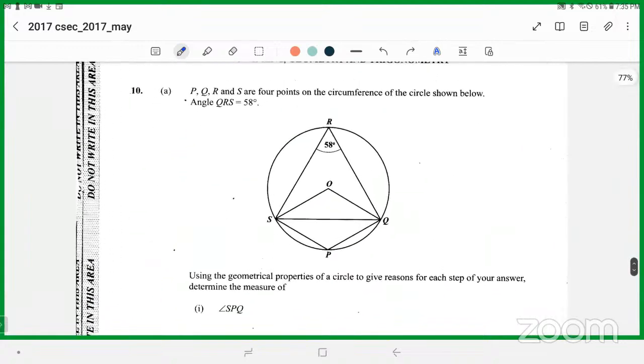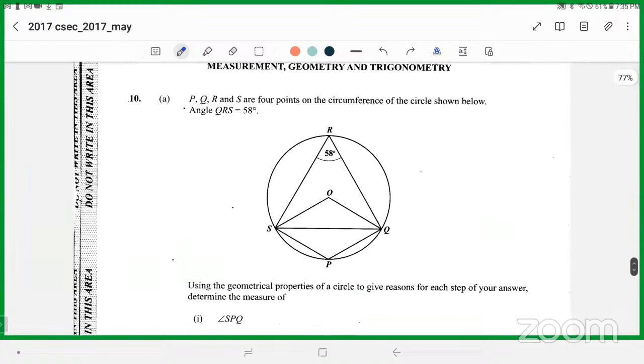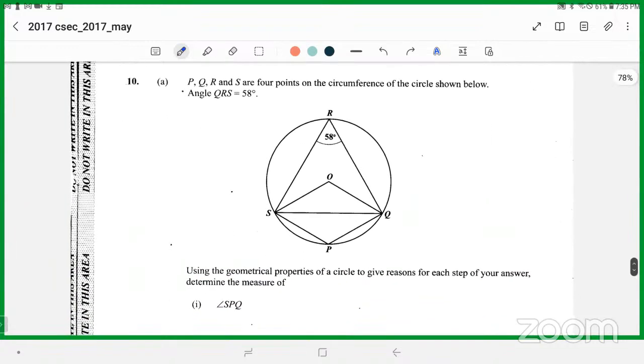Number 10. 2 more questions to go. Number 10. Let me take a sip of water.